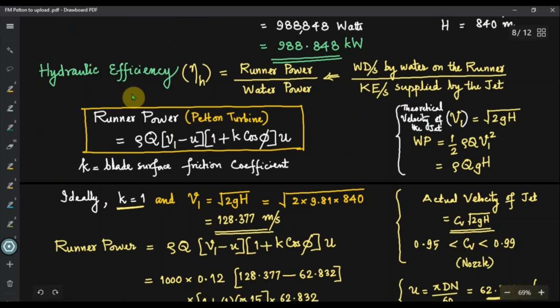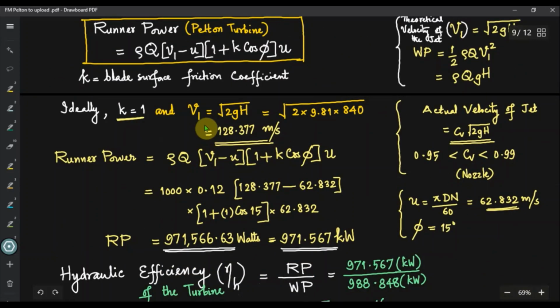Now the hydraulic efficiency. We know that the hydraulic efficiency is the ratio of runner power to water power. So runner power in the case of Pelton turbine is given by rho Q into (V1 minus U) into (1 plus K cos phi) into U.